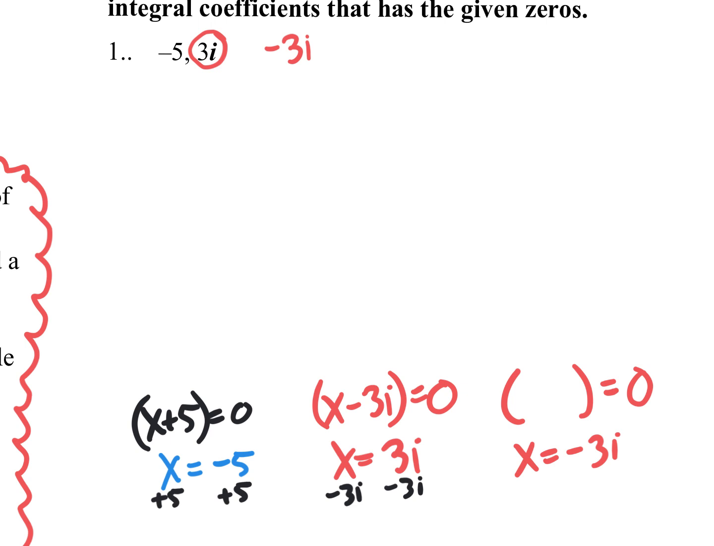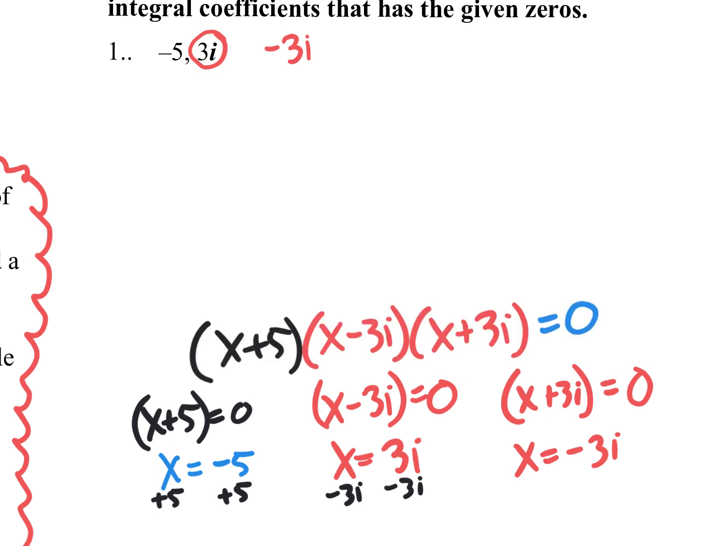What's that one going to be? X plus 3i equals 0. So obviously, zero product property would allow us to separate each of these binomials and set them each equal to 0. So I'm going to use zero product property backwards to put them together. Yay? All I did was put them together.